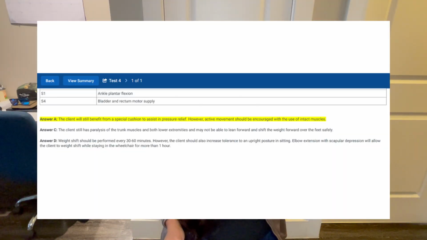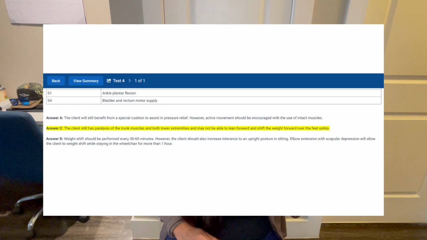So, why was it not answer A? Client still benefits from special cushion to assist in pressure relief. However, active movement should be encouraged with the use of intact muscles. So, this pretty much explains that it's not answer A because, like I said, you want them to be active and you want them to still use those muscles that they have available to them. And also, this was kind of just a given. Yes, the answer is technically right because they are going to need a special cushion, but that was just not the best answer.